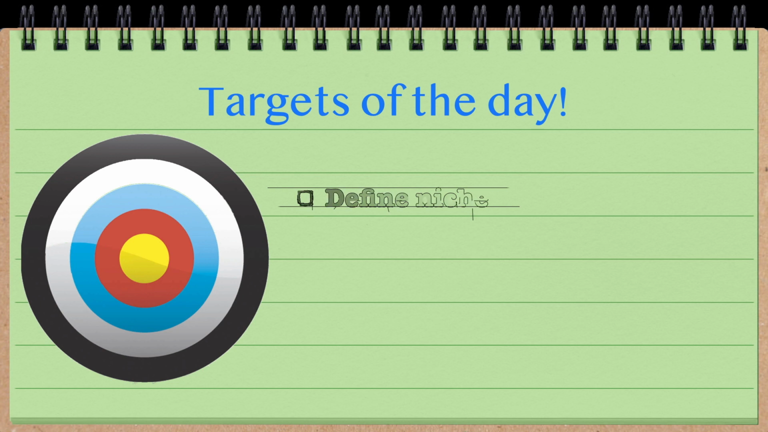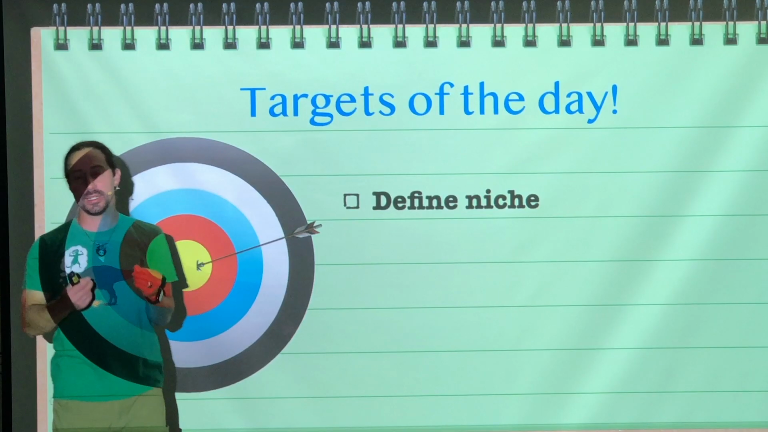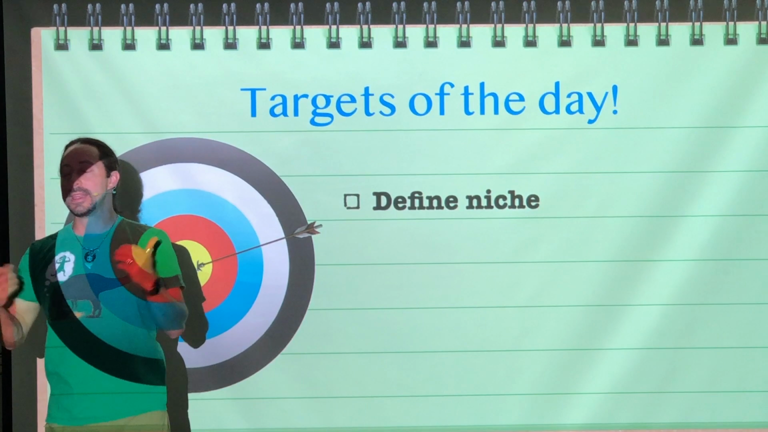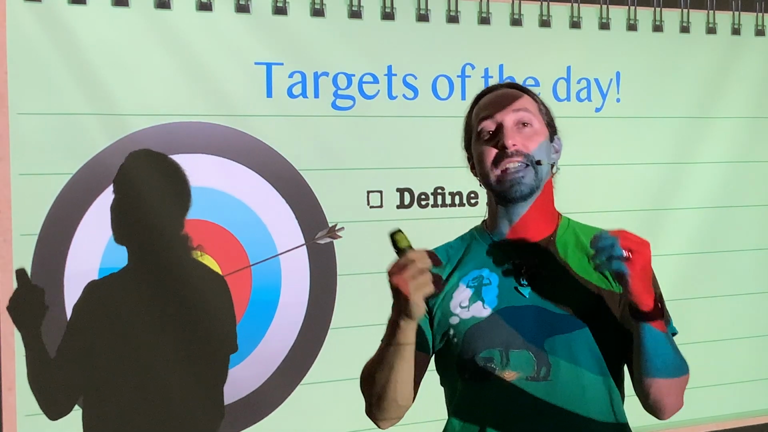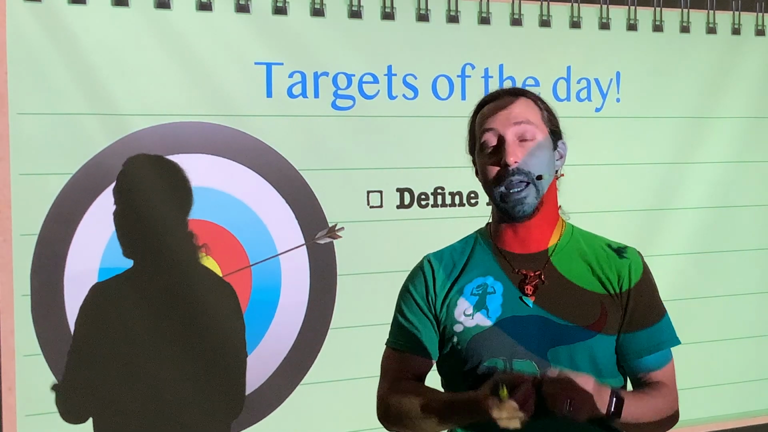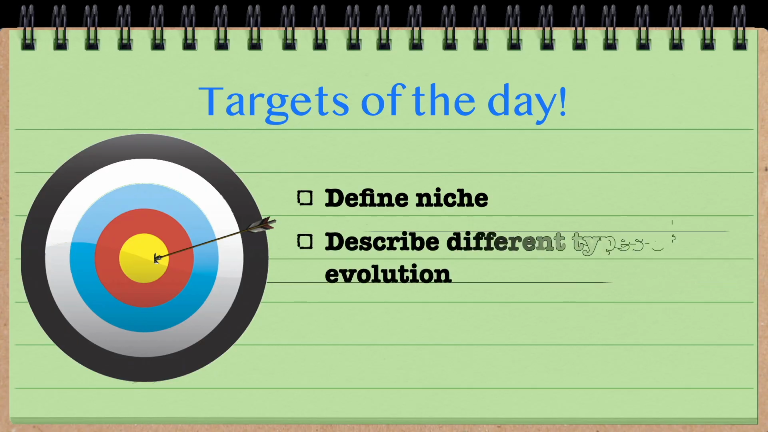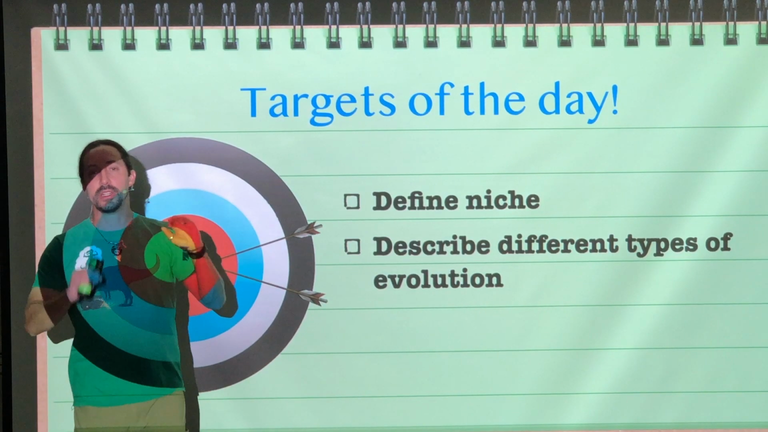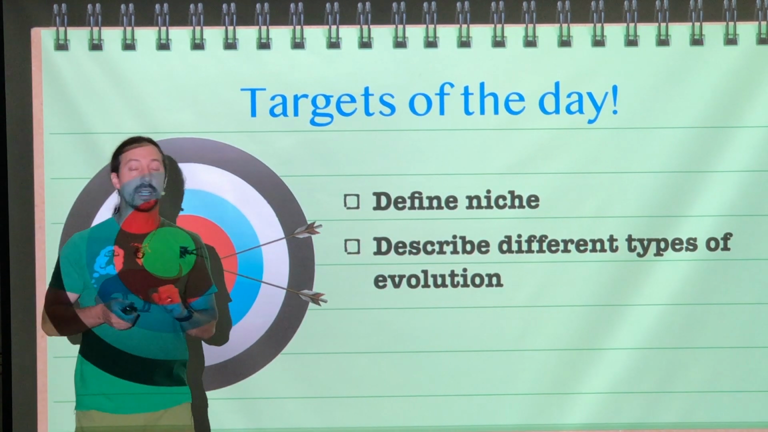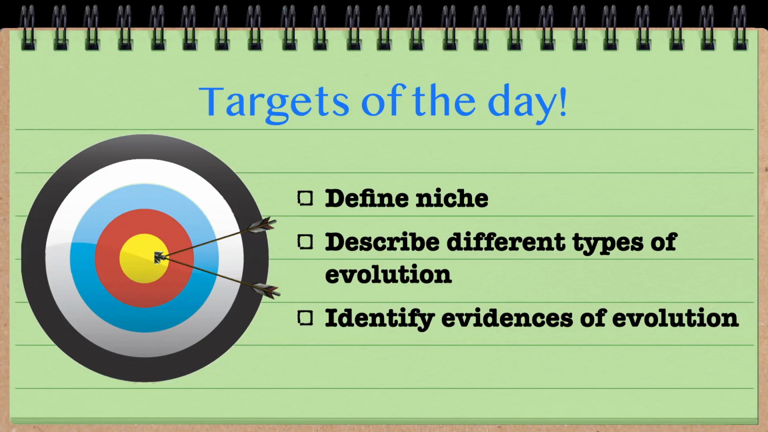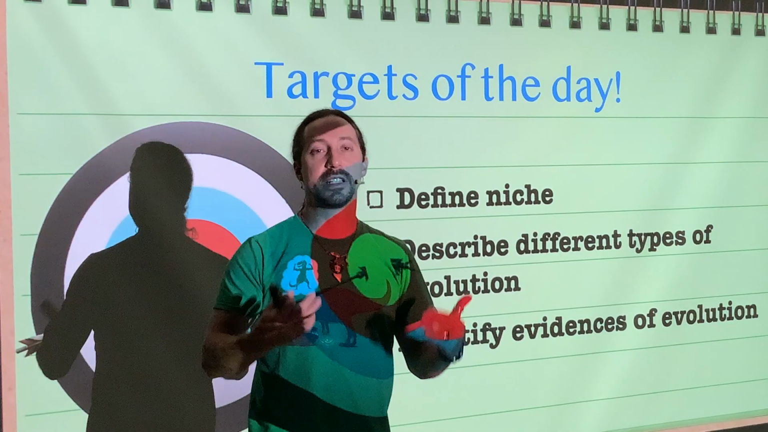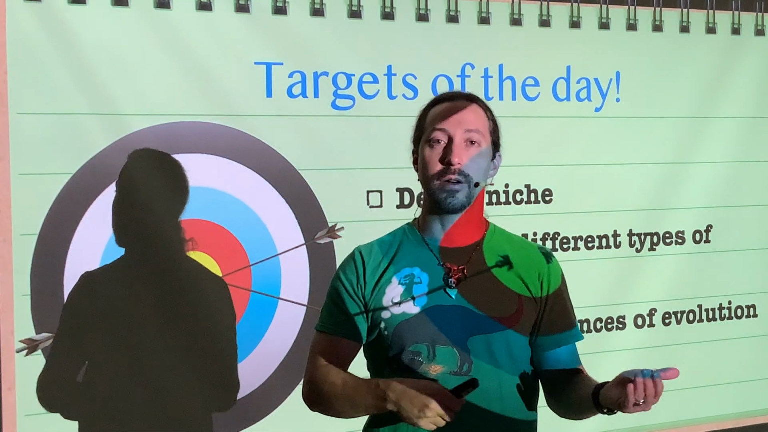Targets for the day: first off, we are going to define what a niche is. You might have heard of this before. This is a very important term in biology, and specifically really important when we're looking at how or why some organisms will change. Then we are going to describe different types of evolution, different ways in which these organisms can change. And then we are going to be looking at evidences for some of these types of change and how we can see that evolution has occurred.